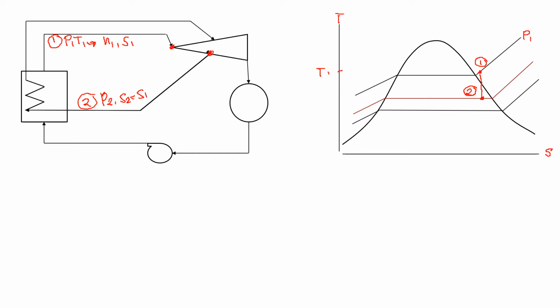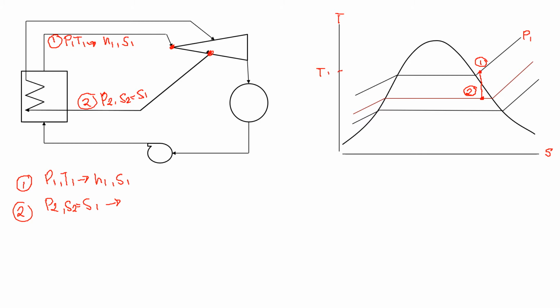Okay, but before that, let us first have this one. We have point 1, temperature 1. We can find enthalpy 1 and entropy 1. At point 2, pressure 2, with S2 equal to S1, we can find the rest.